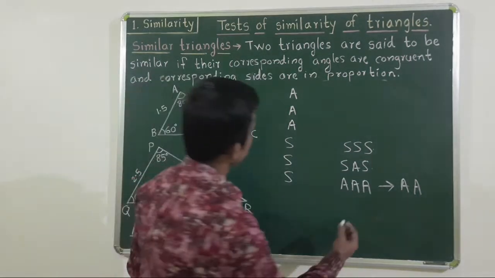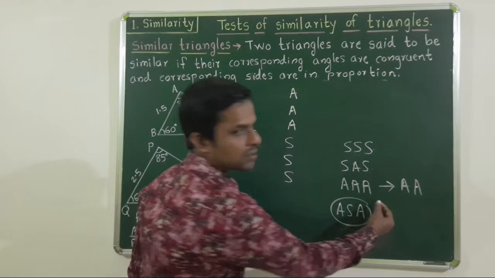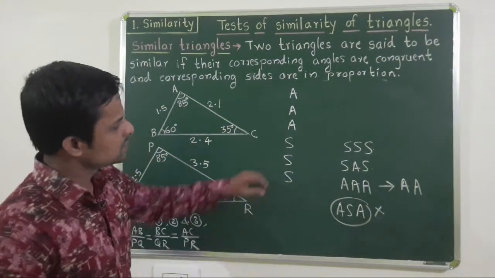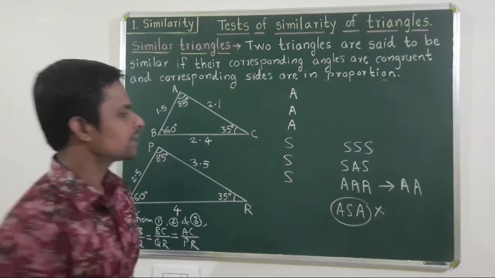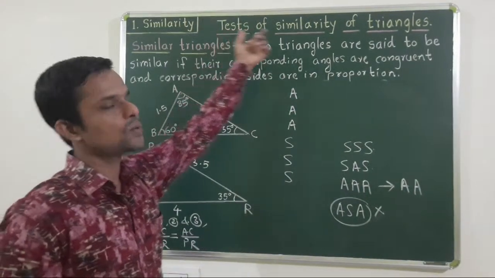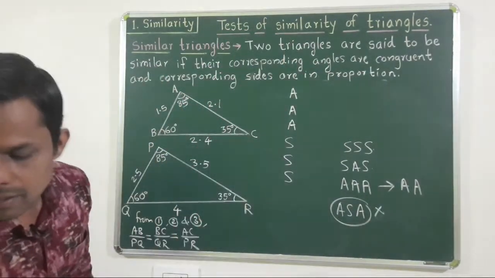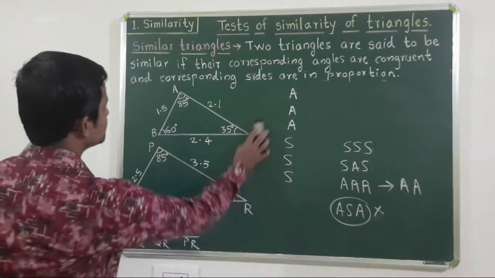There is nothing like an ASA test, no need of the ASA test. This is for congruency of triangles. So we can take any combination, but all the combinations are not correct. Only these 3 combinations are correct, and these are nothing but tests of similarity of triangles. Now we will see all these tests one by one.